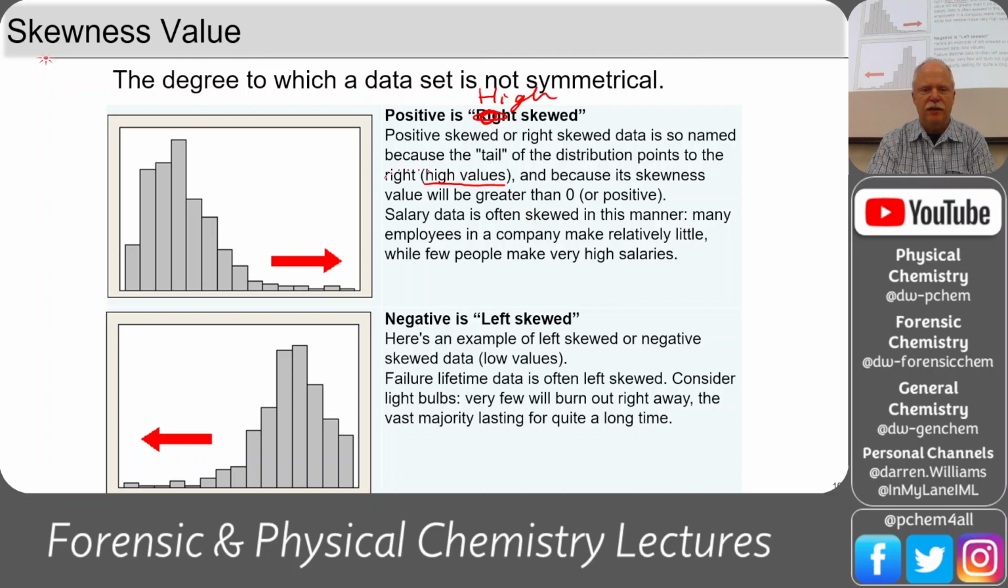And again, the assumption is that your data is plotted from low to high values, left to right. But I want to try to break you of that in case you get data that's scaled the other way, or written the other way. And then negative is left or low skewed.